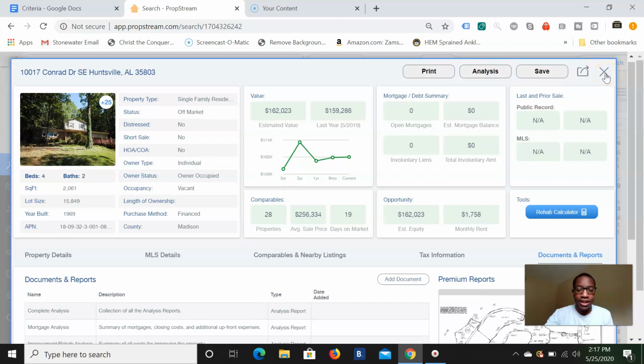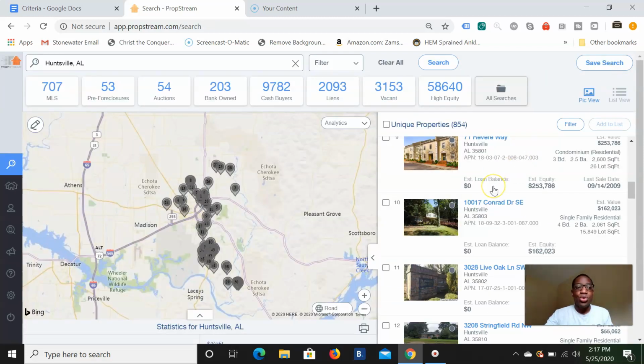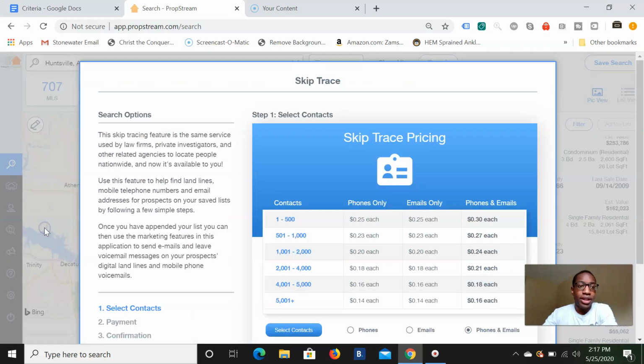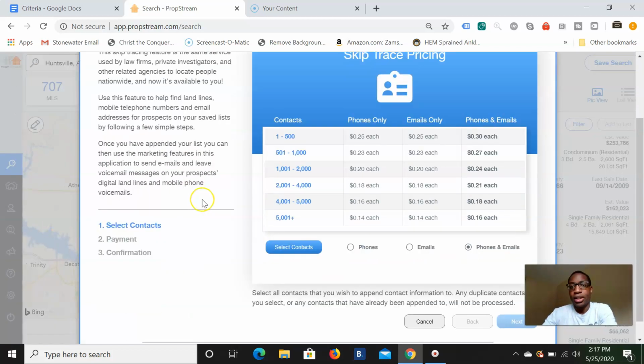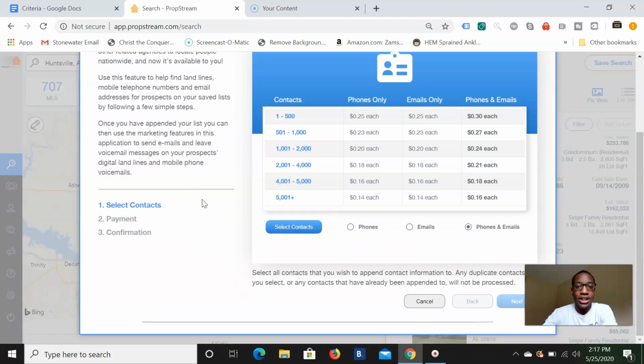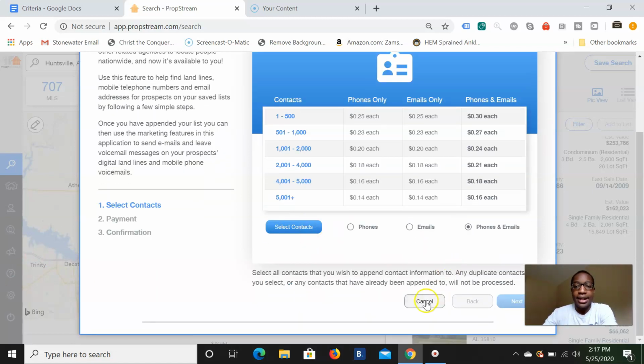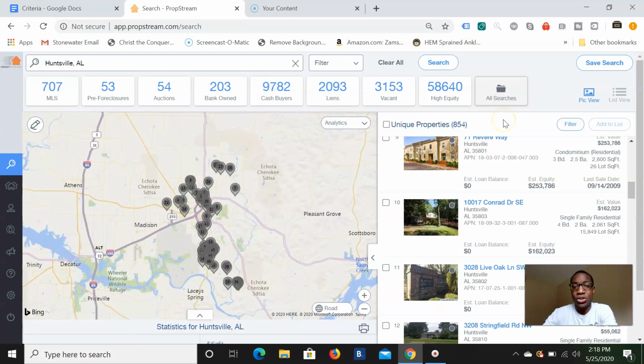And the other good thing about Propstream is that you can actually skip trace directly from the website, and you can also send direct mail if you need to. So these are options that Propstream provides to you all.